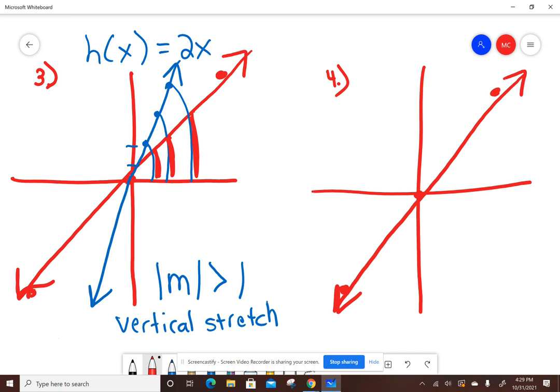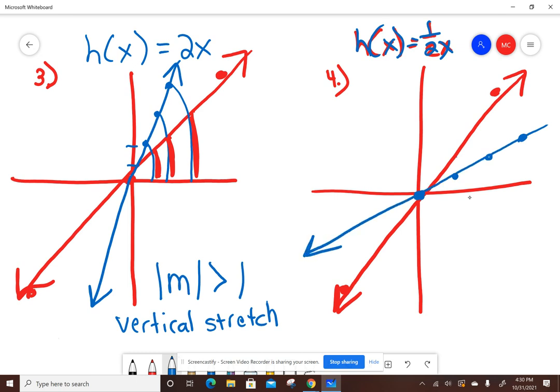Now, for number 4, it says h of x equals 1/2 x. And I wanted to do that in blue, so I'm just going to redo that. H of x equals 1/2 x. So now, instead of going up 1 over 1, I go up 1 over 2, up 1 over 2, up 1 over 2.